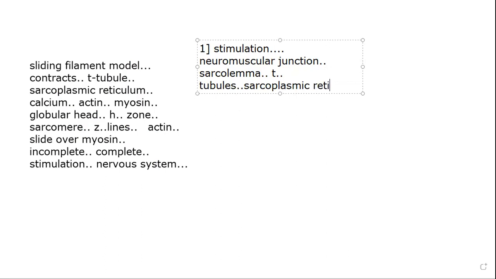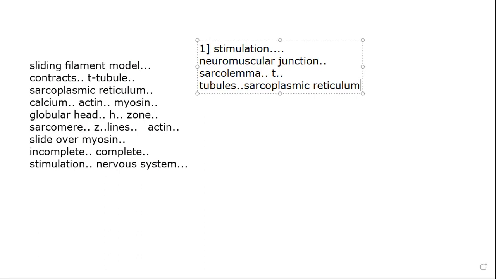First of all, stimulation. Then the stimulation comes to the neuromuscular junction. From the neuromuscular junction, it crosses the sarcolemma. It enters the invaginations, which are called the T-tubules. And from the T-tubules, it goes into the sarcoplasmic reticulum.